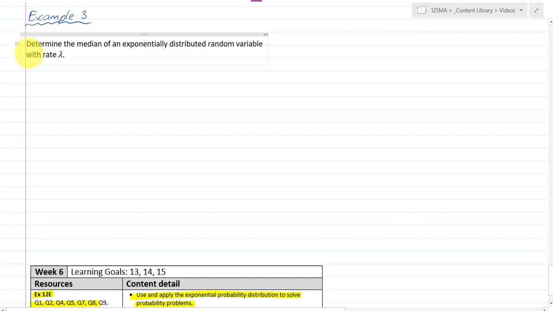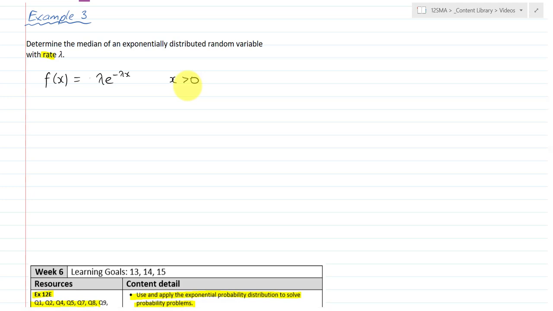And example 3 before we finish. Determine the median of an exponentially distributed random variable with a rate of lambda. So the rate is another way of saying the value of lambda. So if it's an exponentially distributed random variable, then we get f of x is equal to lambda e to the negative lambda x, for x greater than 0, and otherwise it's just 0.